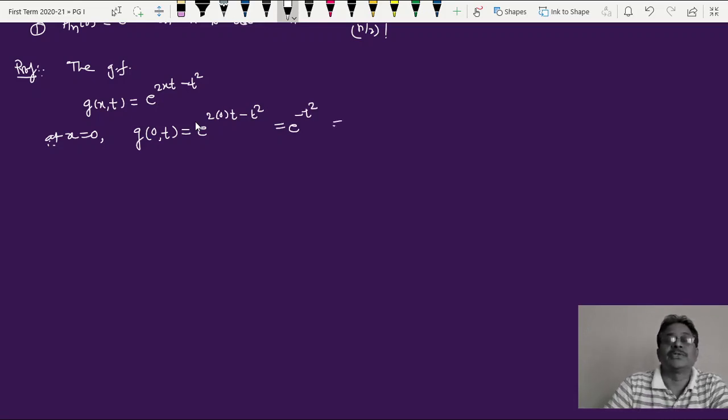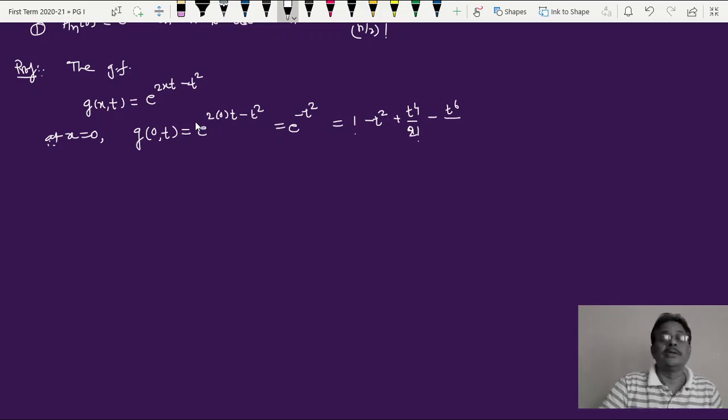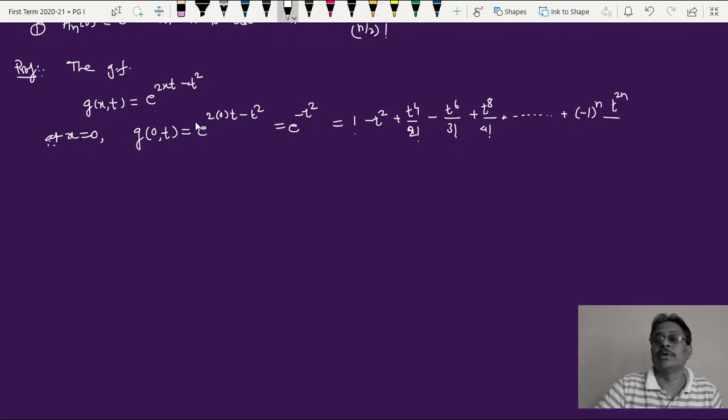Now we can use this expansion of e raised to x. It is 1 plus x, so it becomes 1 minus t square plus t raised to 4 upon 2 factorial, then minus t raised to 6 upon 3 factorial plus t raised to 8 upon 4 factorial, and likewise plus minus and so on. The nth term will be given as minus 1 raised to n into t raised to 2n upon n factorial, plus higher order terms.